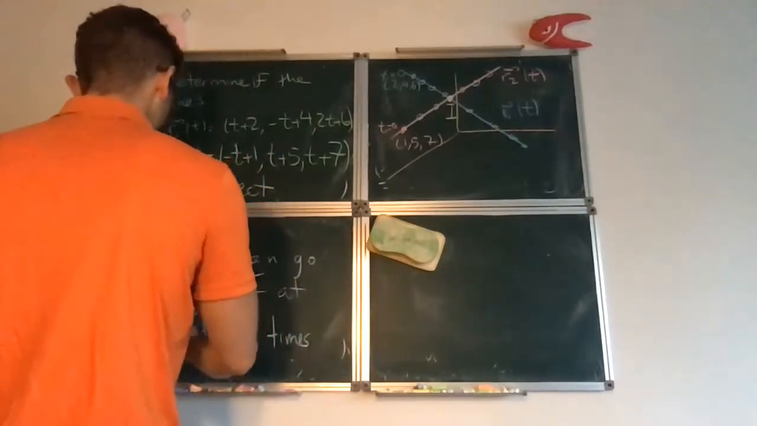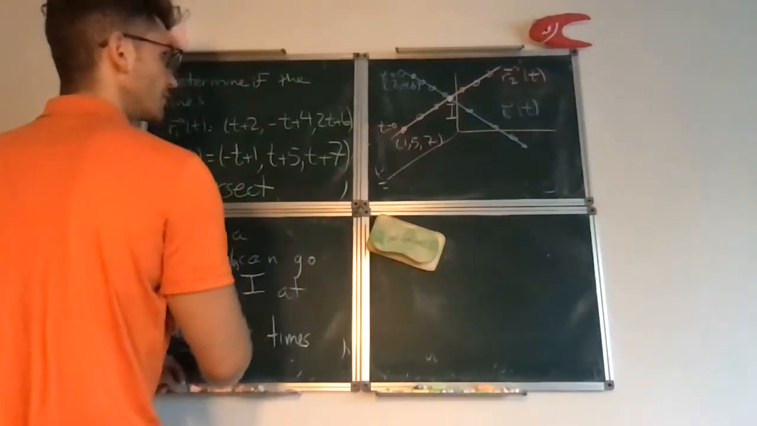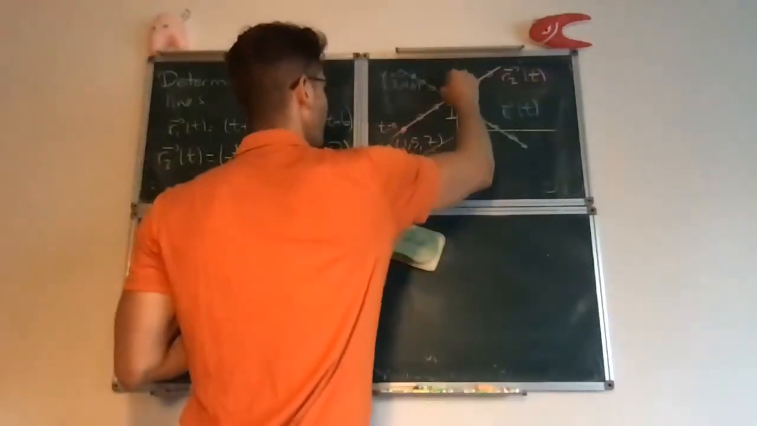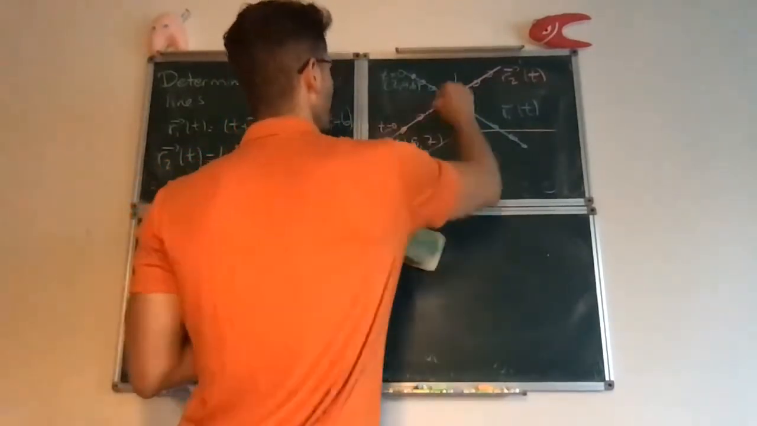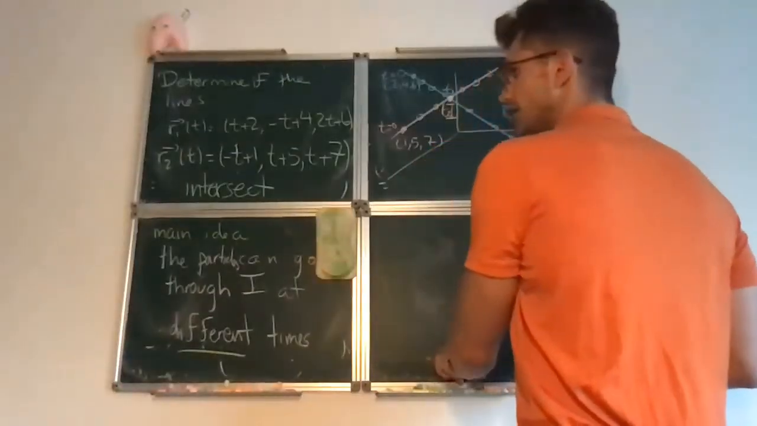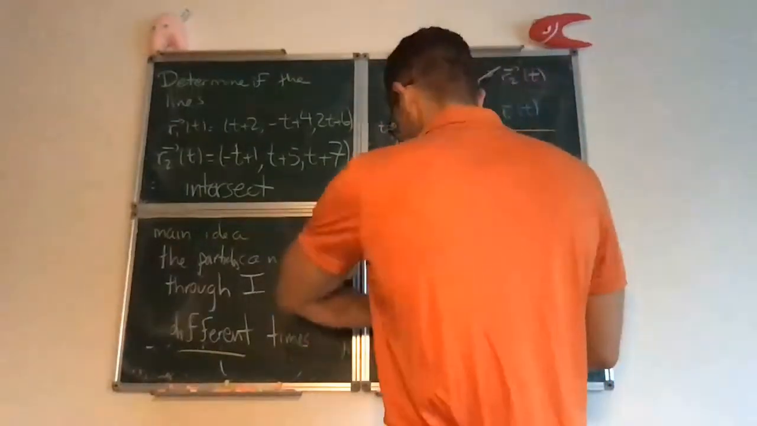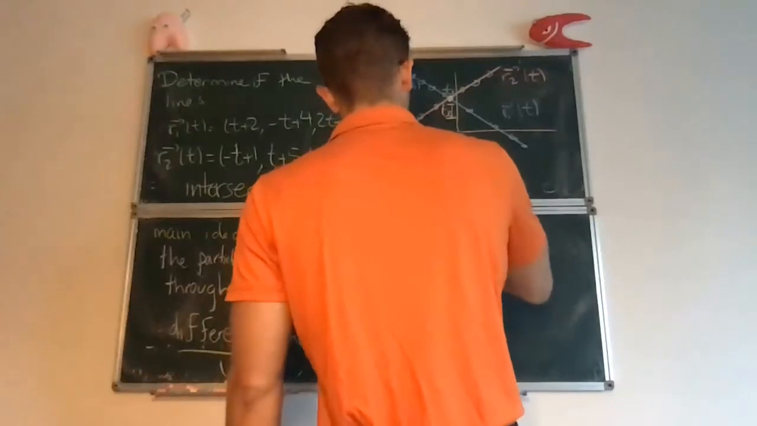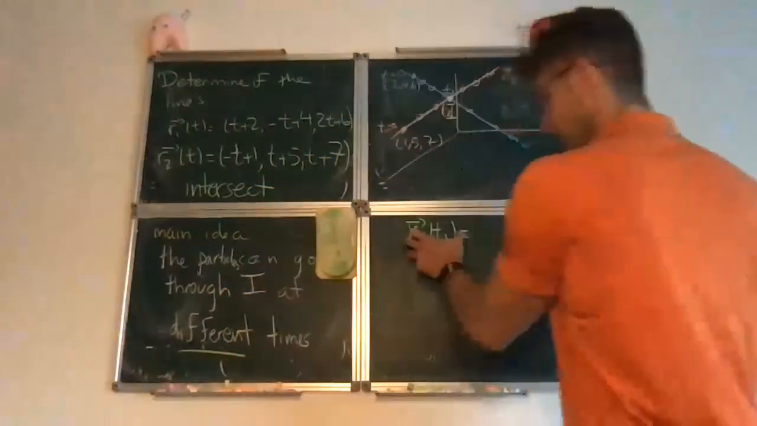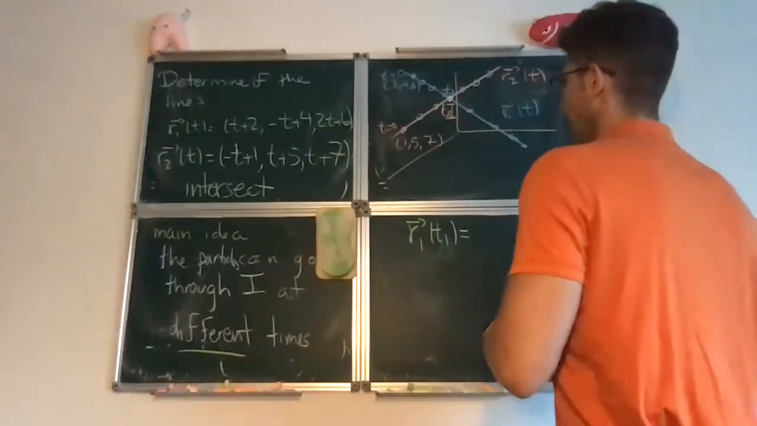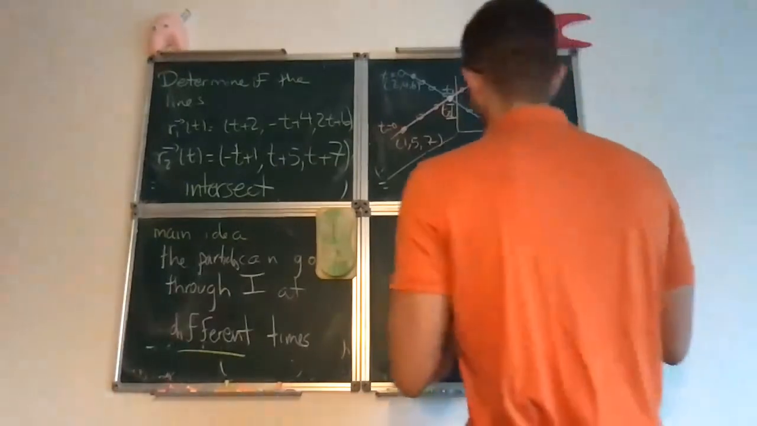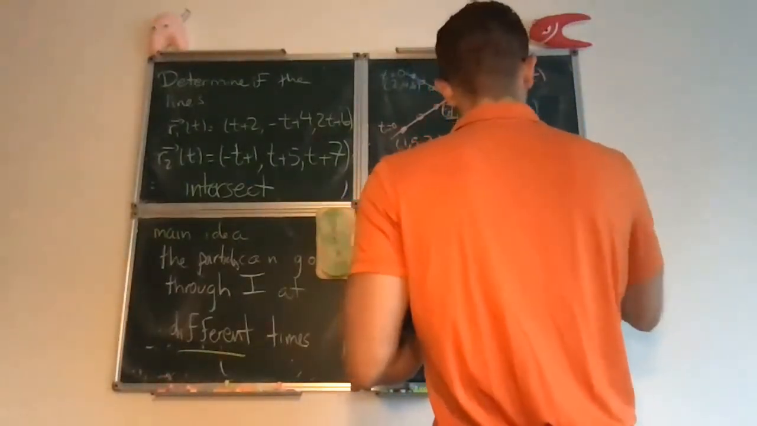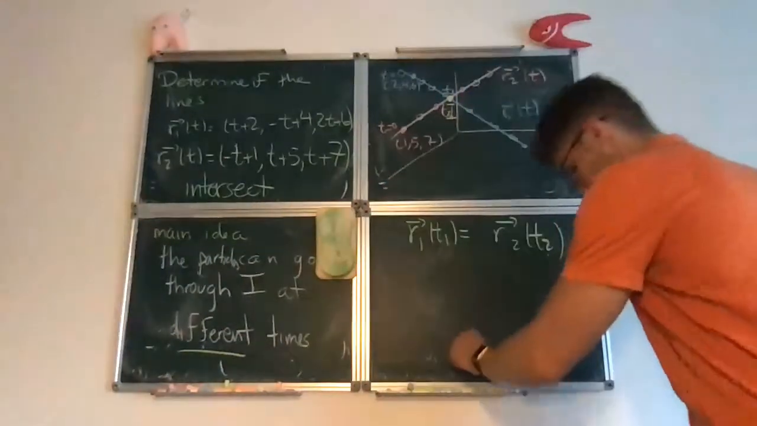So what that means is that maybe for the first particle, you went through this point at time t1, but for the second particle, you went through this point at time t2. So there's no expectation that the times have to be the same. And so really what we want to find out is whether the point that you would get at time t1 is the same as the point that you would get at time t2 for the second line. Right?